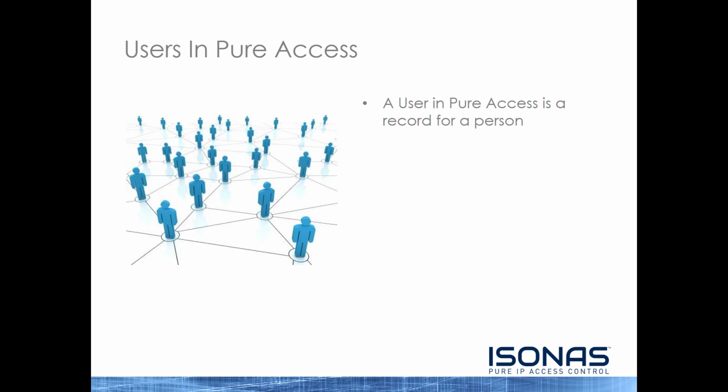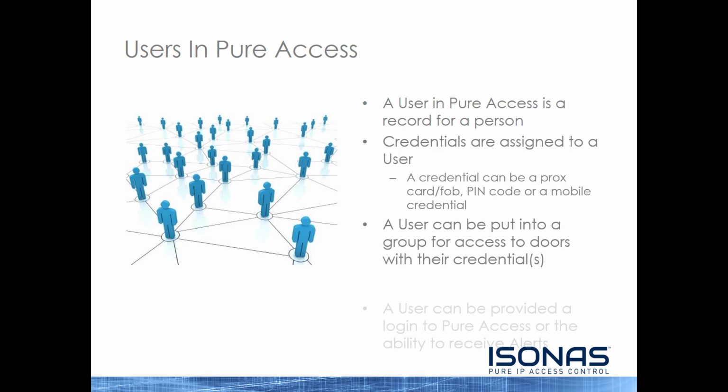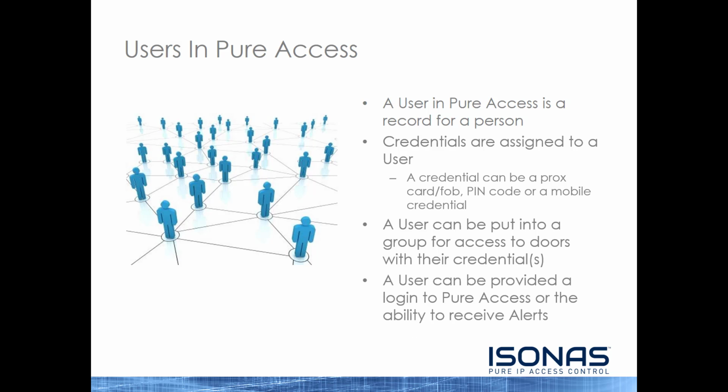So what are users in Peer Access? A user in Peer Access is a record for a person. We assign credentials to a user. And a credential can be a prox card or fob, a PIN code, or a mobile credential. A user can be put into a group for access to doors with their credential or credentials. And finally, a user can be provided a login to Peer Access or the ability to receive alerts from the system.